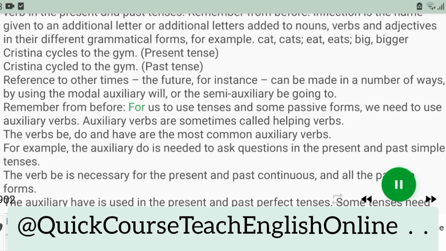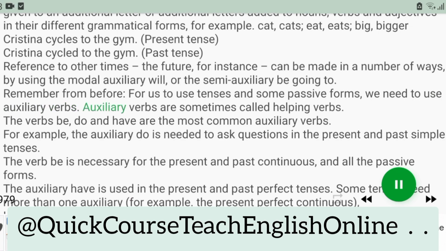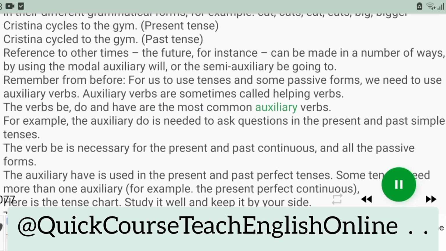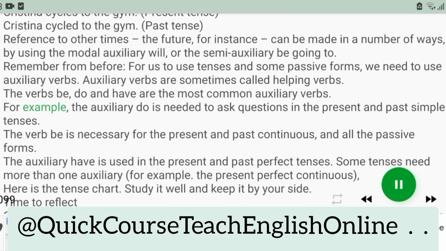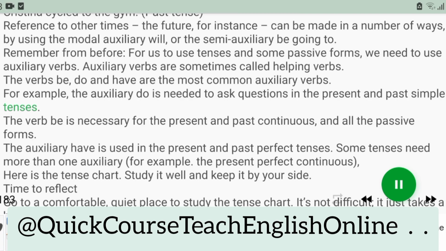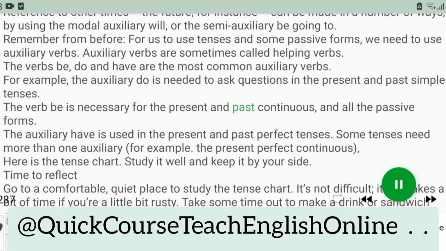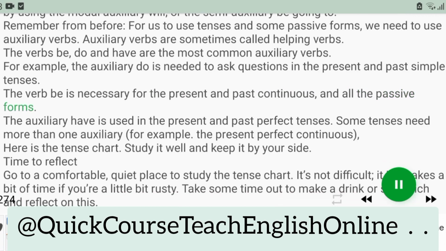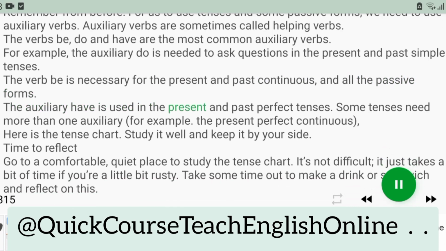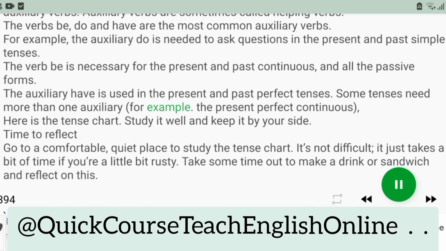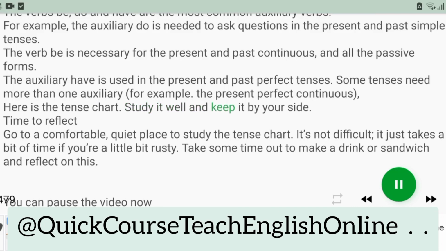Remember from before, for us to use tenses and some passive forms, we need to use auxiliary verbs. Auxiliary verbs are sometimes called helping verbs. The verbs be, do and have are the most common auxiliary verbs. For example, the auxiliary do is needed to ask questions in the present and past simple tenses. The verb be is necessary for the present and past continuous, and all the passive forms. The auxiliary have is used in the present and past perfect tenses. Some tenses need more than one auxiliary, for example, the present perfect continuous. Here is the tense chart. Study it well and keep it by your side.